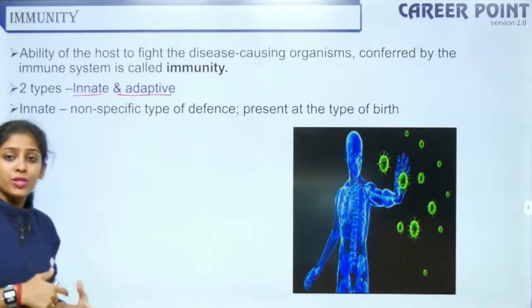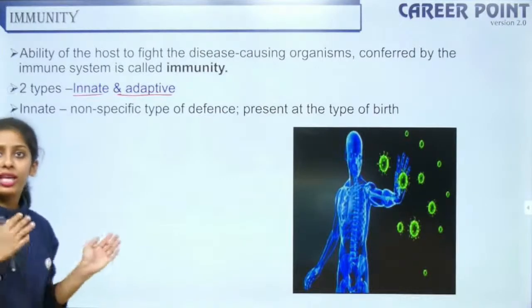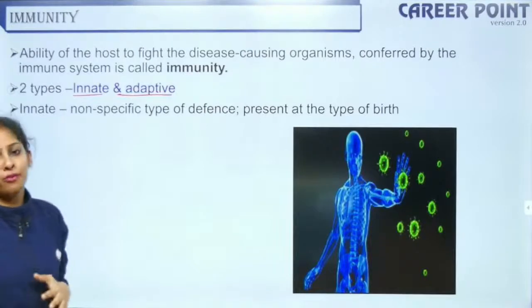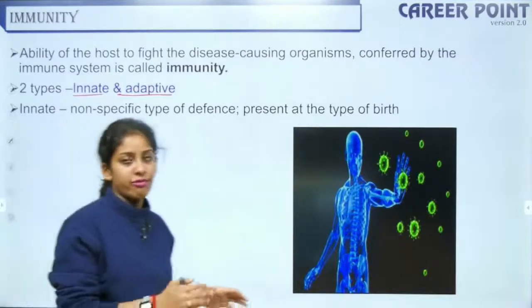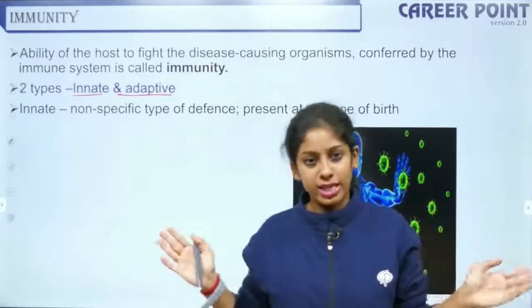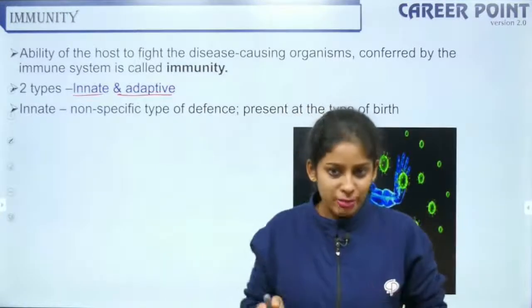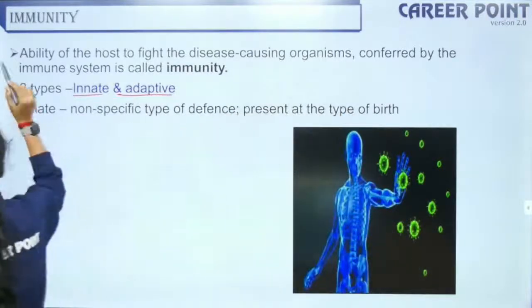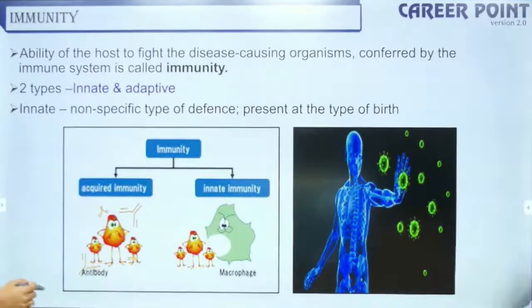It was there since I was born. So it came with me, right? So it is a non-specific type of defense. It is not very specific. It is very general. So whatever problem you have, your body produces innate immunity. It is not very, very specific, okay? And it is present at the time of birth, okay? Yeah, so let's move forward.